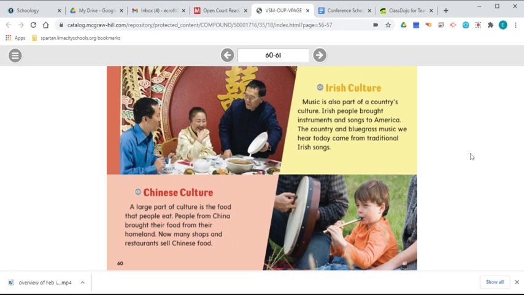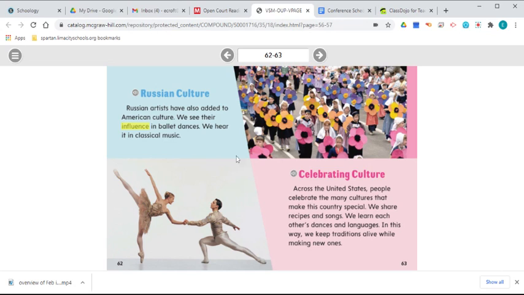Irish culture. Music is also part of a country's culture. Irish people brought instruments and songs to America. The country and bluegrass music we hear today came from traditional Irish songs. Russian culture. Russian artists have also added to American culture. We see their influence in ballet dances. We hear it in classical music.